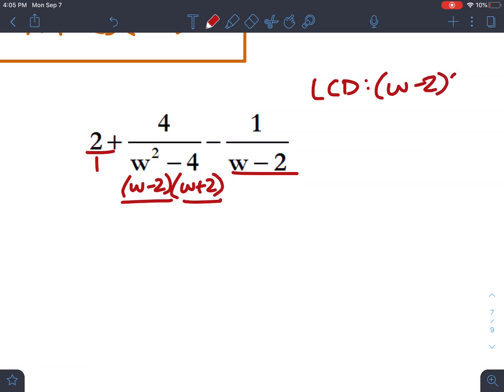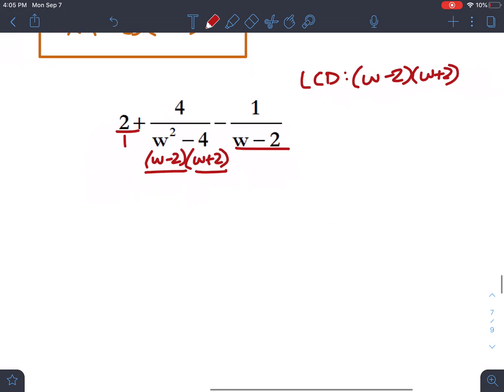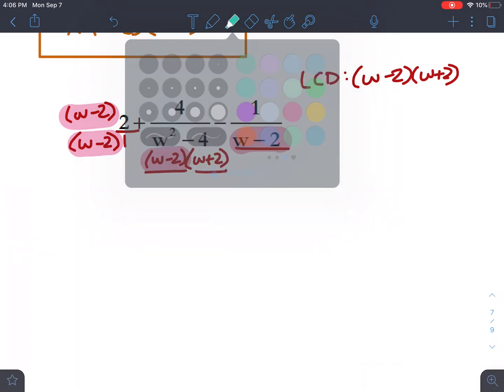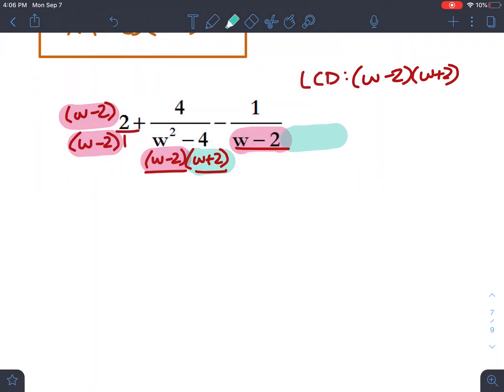So my least common denominator, if you're able to come up with that first, that makes your life so much easier because now we know what do I need to multiply by. Well, if this has a w minus 2, this one needs a w minus 2, this one needs it. So it doesn't have one yet. Okay. If this one has a w plus 2, this guy needs a w plus 2, and this guy needs a w plus 2.